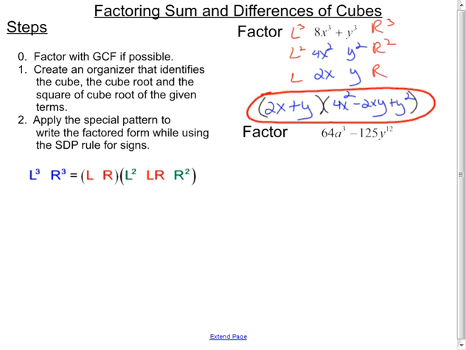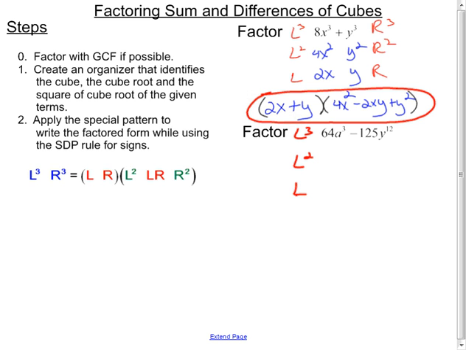Okay, I'll try and go through a few of these examples. Next problem where it says factor 64a cubed minus 125y to the 12th. I ask, is there a GCF? Well, there's not for 64 and 125, and I don't see the same letter appear in both terms, so the answer is no. So I'm going to create my organizer again, and to do that, I think of this as the left cubed.